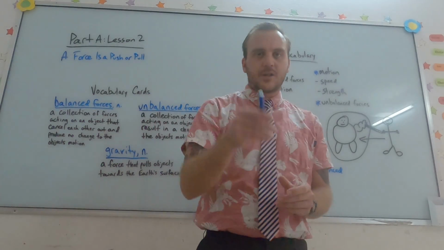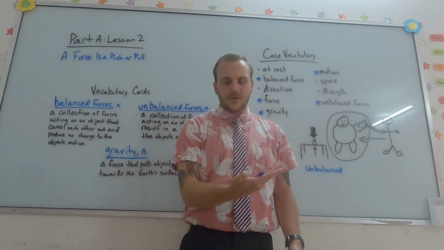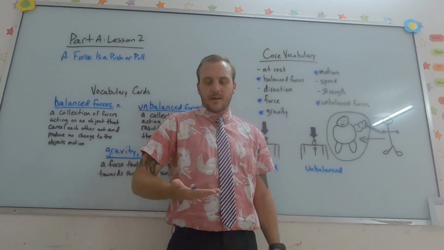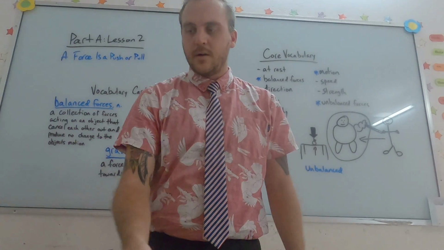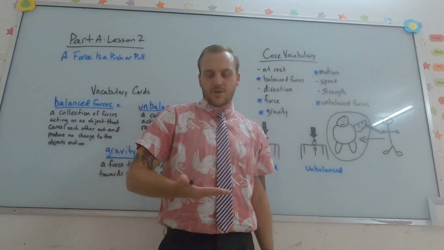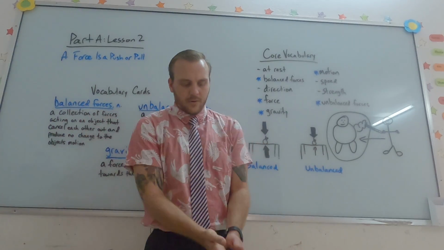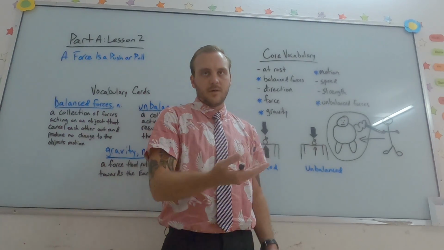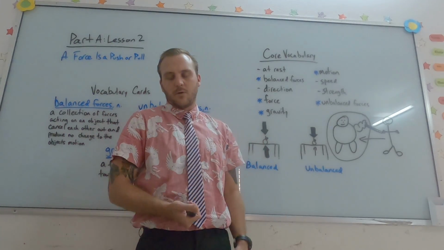Another force is not just up and down, but side to side. So you can roll something back and forth. And it may not seem like a push or a pull, but when I push, it rolls forward. When I pull, it rolls backwards. So when you push and pull, something that's round can roll back and forth.